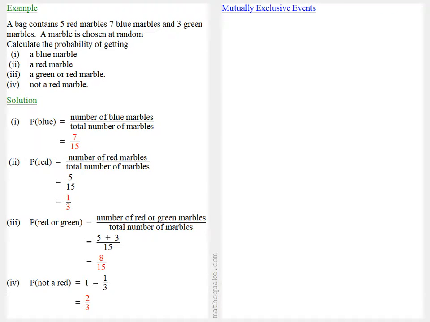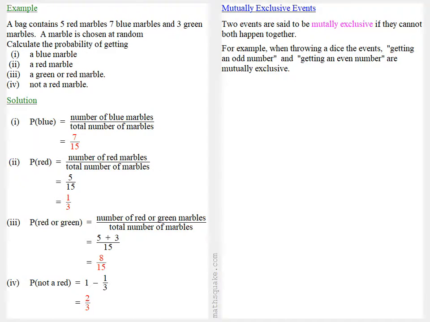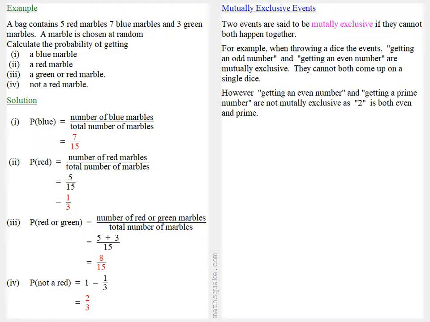Okay, let's introduce a new idea, mutually exclusive events. Two events are said to be mutually exclusive if they cannot both happen together. For example, when throwing a dice, the events, getting an odd number and getting an even number, are mutually exclusive. They cannot both come up on a single throw of a single dice. However, getting an even number and getting a prime number are not mutually exclusive, as 2 could come up and it's both even and prime.